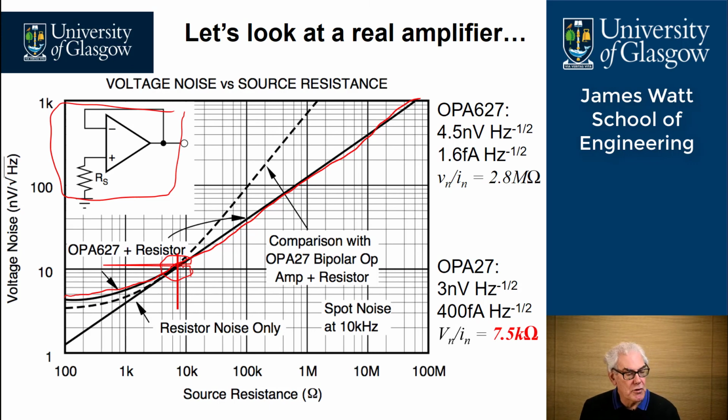Now, we've shown two amplifiers here, and the optimum for the OPA27 gives us an optimum resistance of 7.5 kΩ, whereas the optimum point for the OPA627 would give us a much higher source resistance optimum point of 2.8 MΩ.